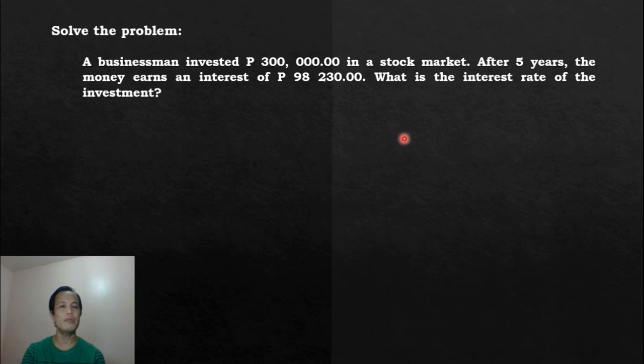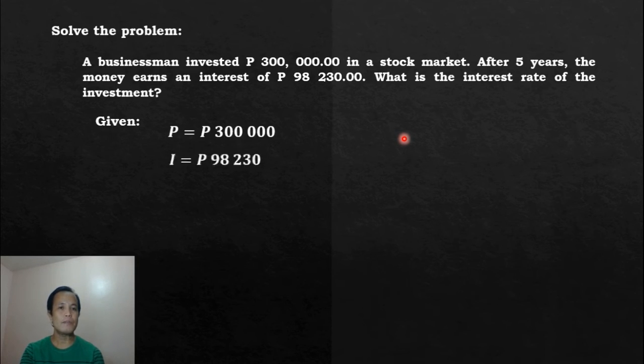So since this is a worded problem, we need to identify what are the given. So our principal is 300,000 pesos. I, the interest, is already given, which is 98,230 pesos. And our time in years is 5. And of course, we need to solve for the interest rate.